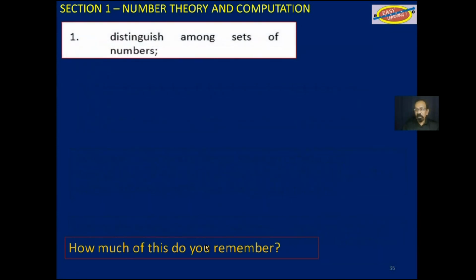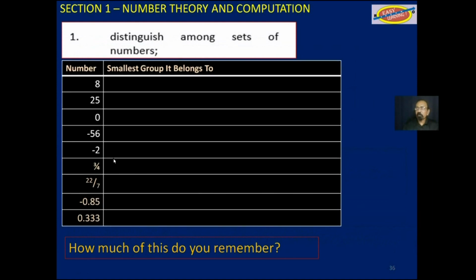How much of this do you remember? Let's test your knowledge. 8. What's the smallest group we could fit that into? Well, natural numbers. 25, natural numbers. 0, whole numbers. Negative 56 should be integers. Negative 2 should be the same as that one above there. 3/4. Now, this is a terminating decimal, so it would be Q, rational numbers.